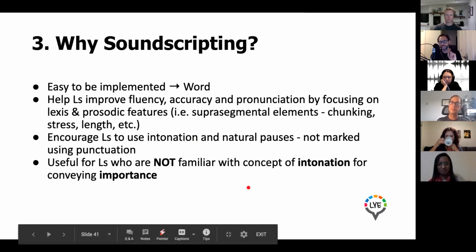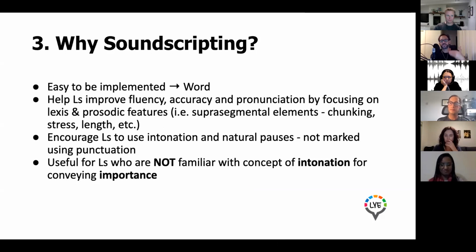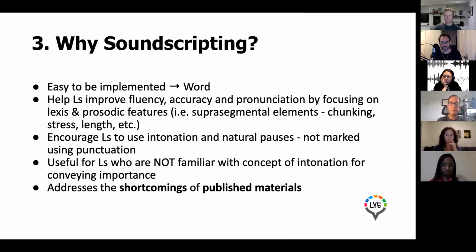One of the things that I didn't mention is that soundscripting is very much in line with self-directed learning. Why do I say this? Because once you have trained yourself to use soundscripting in your class, you can easily train your students to use it as well. And eventually they can go through the entire process of soundscripting by themselves. I will show you examples of students of mine who have done a lot of work with soundscripting, and you will see that towards the end of our session.